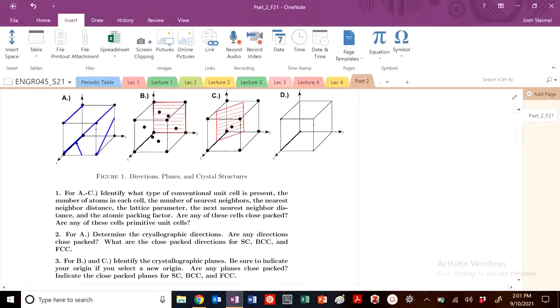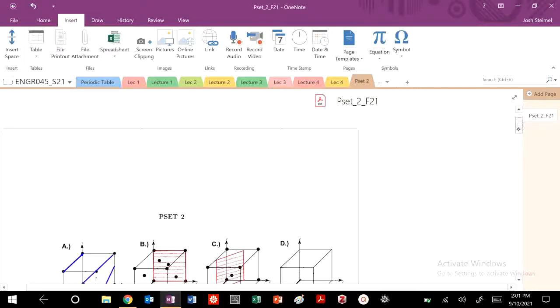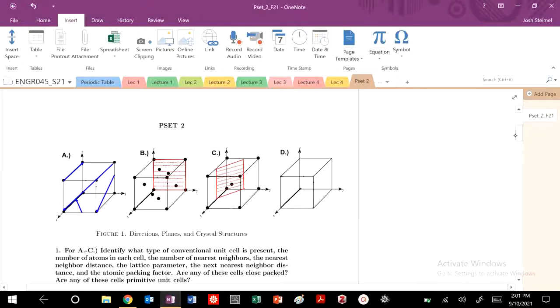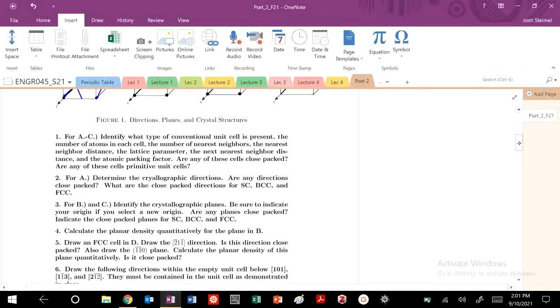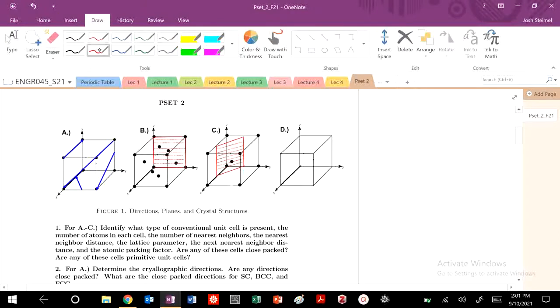Hello everyone, we are back and we are going to look at our Pset 2 solutions for fall 2021 for Engineering 45. Alright, so let's look at what the question is asking us to do. For each, identify what type of conventional unit cell is present, and the number of atoms in each cell. So again, let's go ahead and start to draw this out. What type of conventional unit cell is present?